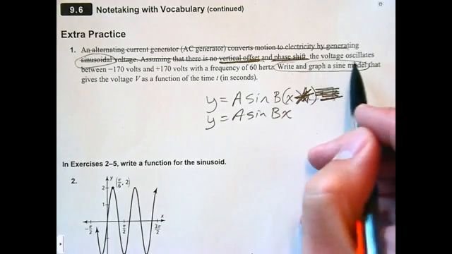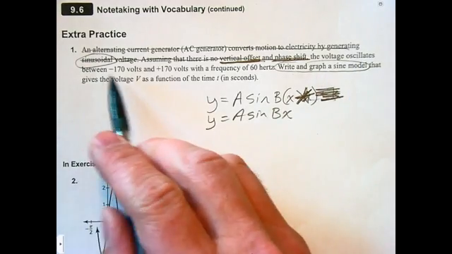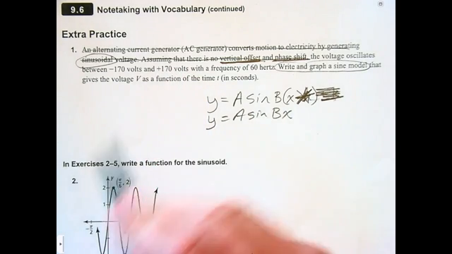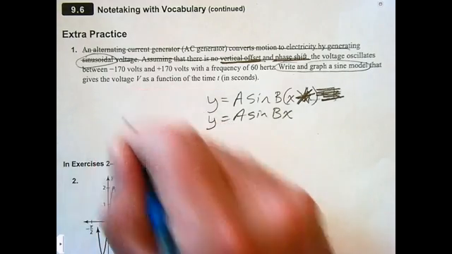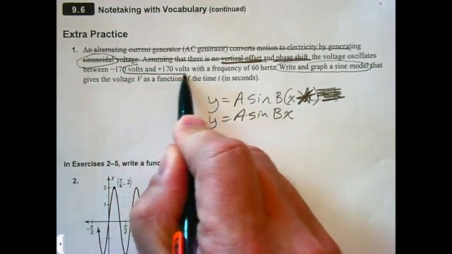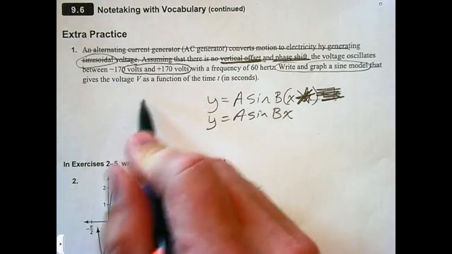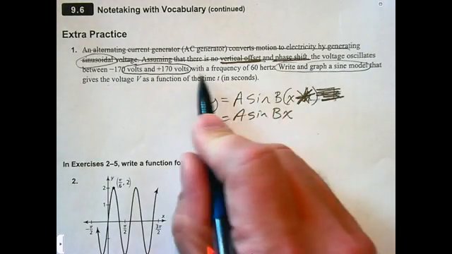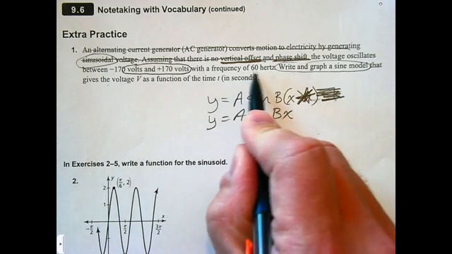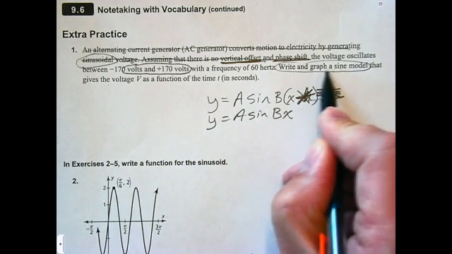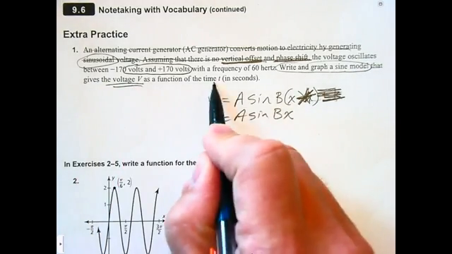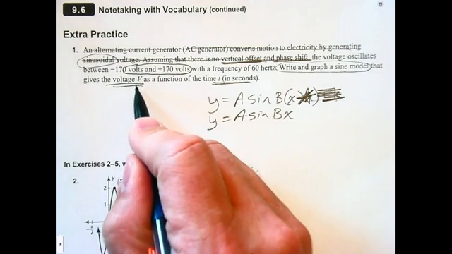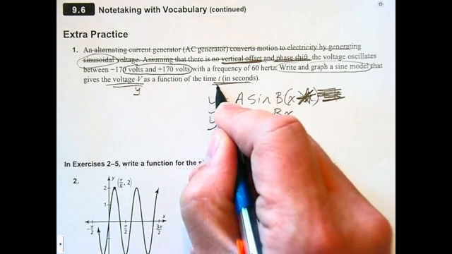The voltage oscillates between negative 170 volts and 170 volts, meaning it goes back and forth between them. So when you're thinking in terms of volts here, you're negative 170, you're positive 170, and we keep reading, then with a frequency of 60 hertz, write and graph a sine model that gives the voltage as a function of time. That means V is your y and t is your x.